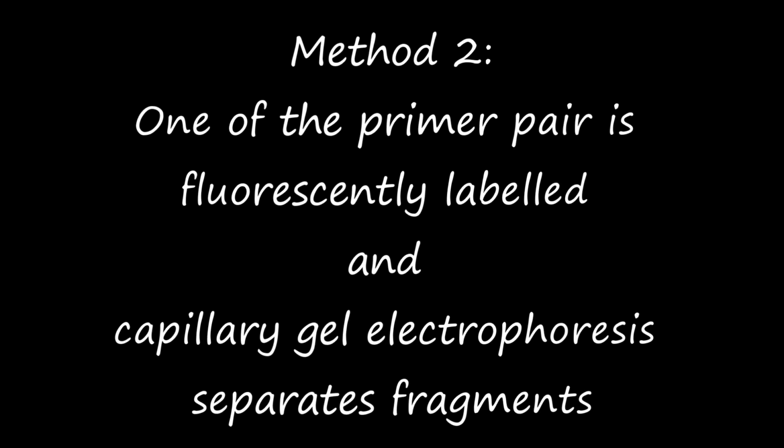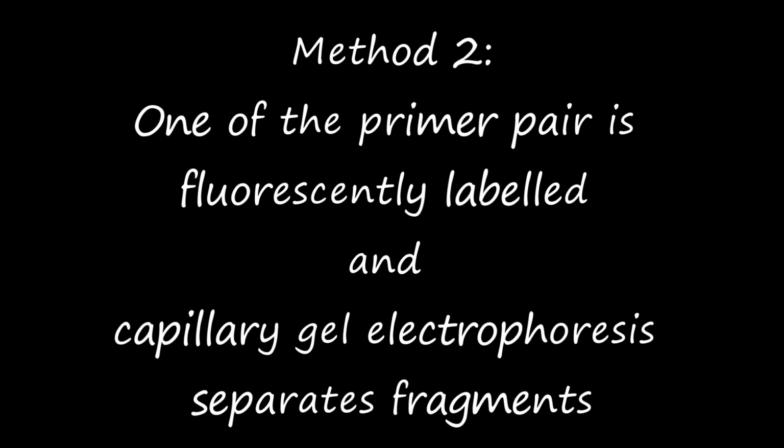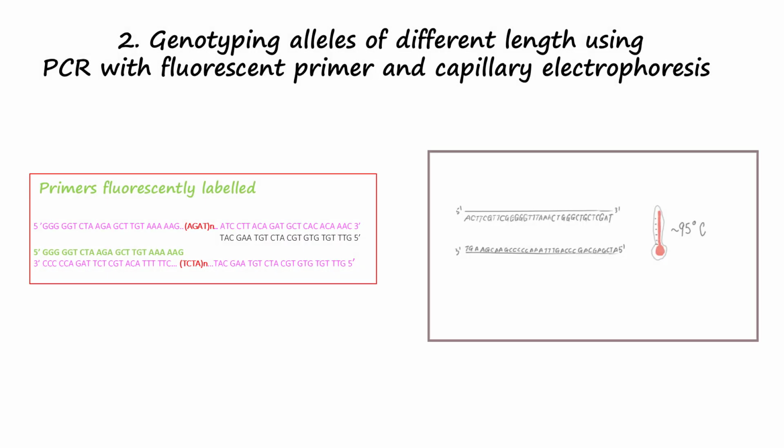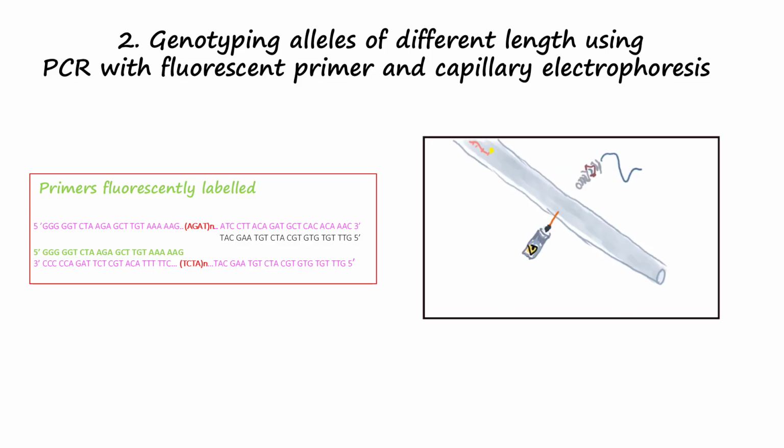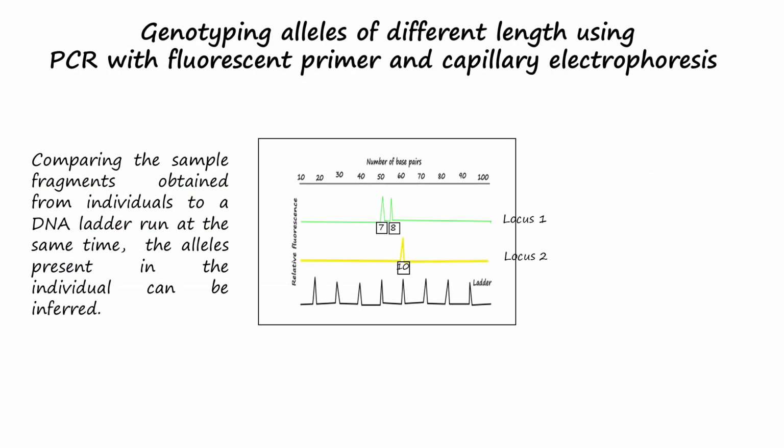In another similar genotyping method, though PCR is still used to amplify the target region, one of the primers is fluorescently labeled, and instead of slab gel electrophoresis, capillary electrophoresis separates the fragments, and the alleles, instead of being observed as bands on a gel, are seen as peaks in an electropherogram. Locus 1 shows 2 peaks and is heterozygous, having alleles 7 and 8, while locus 2 shows 1 peak, being homozygous and having 2 copies of allele 10.